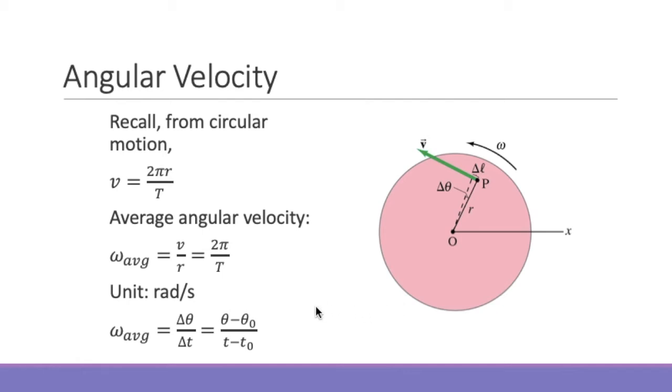And the units of angular velocity are radians per second. Note that the average angular velocity is the rate of change of the angular displacement of a particle per unit time. So we can define this similarly to linear velocity as delta theta, the angular displacement, over delta t.